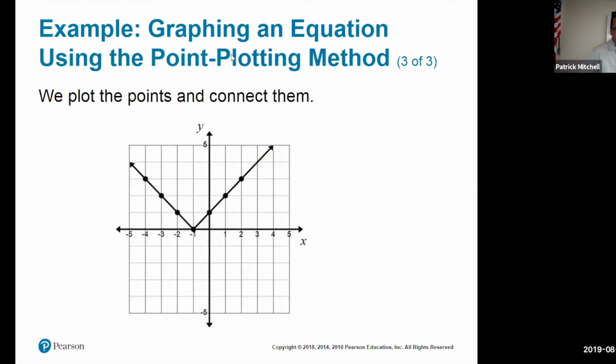Okay, so here is the point -4, 3. That was one that we found. Here's -2, 1. I think that was the next one we found, and over here is 1, 2. This is typical for an absolute value graph. It usually comes out looking like a V.